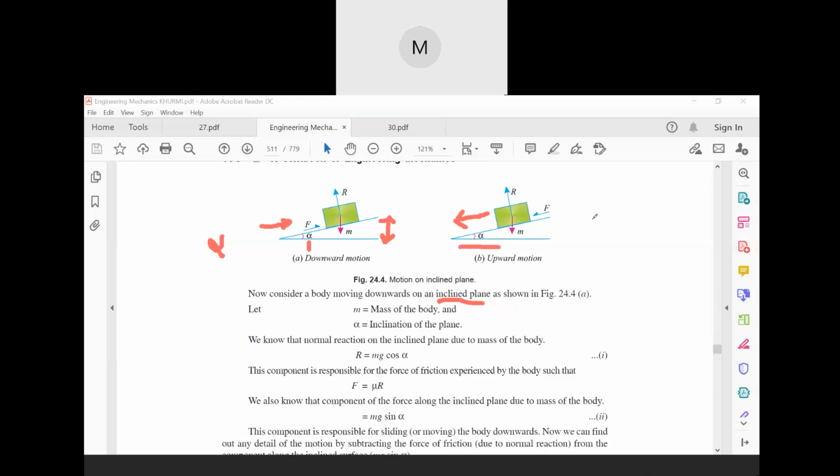Now here let us consider this body which is green in color. It has a mass of M, right? If the body has a mass of M, and if alpha is the inclination of the plane, then there will be two reactions.